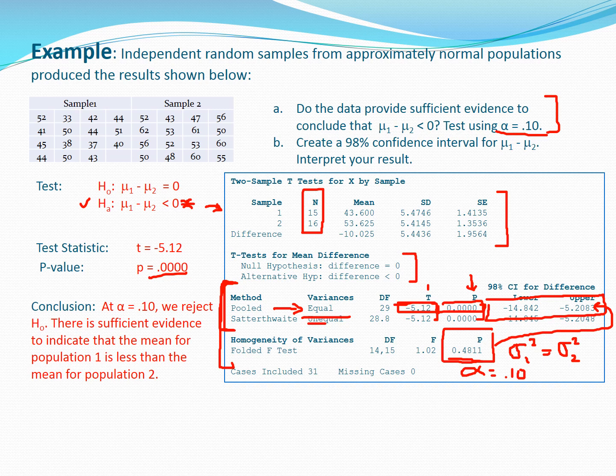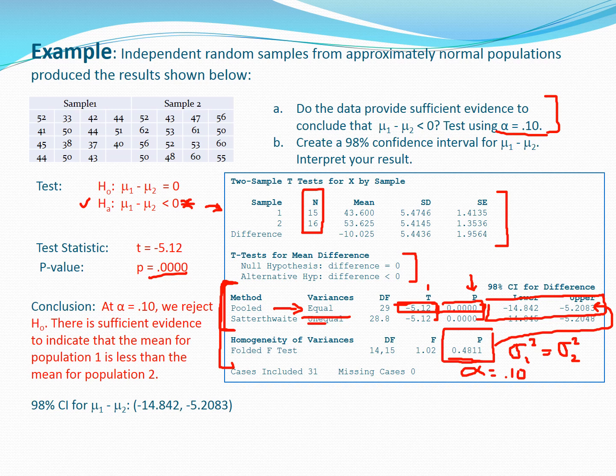So I'm marking this thing up pretty bad, but interpret a p-value for me. At alpha equal 0.10, this p is low. We can reject. There is sufficient evidence to indicate the mean for population 1 is less than the mean for population 2. Another way of saying it, an alternative that works just as well, there is sufficient evidence to indicate the mean for population 2 exceeds the mean for population 1. If 1 is less than 2, then 2 is bigger than 1. You can say it either way, it doesn't matter.